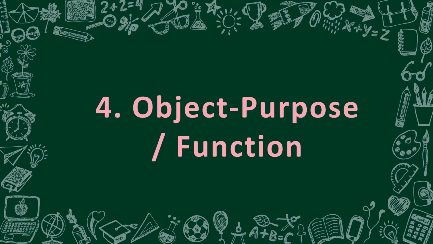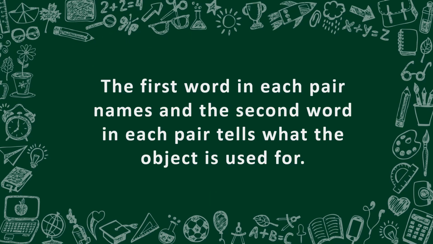The fourth type of analogy is the object-purpose function relationship. In object-purpose analogies, the first word in each pair names an object, and the second word in each pair tells what the object is used for.